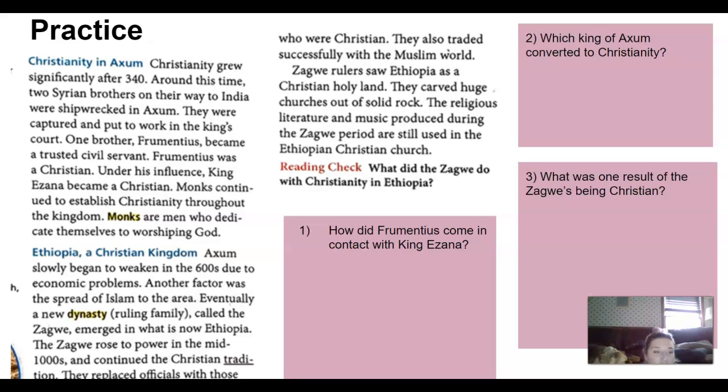Monks continued to establish Christianity throughout the kingdom. Monks are men who dedicate themselves to worshiping God. So I'm just going to look at my question.